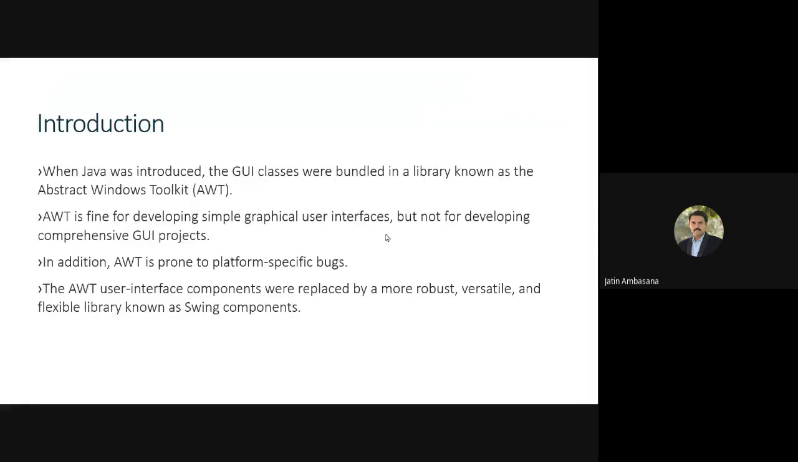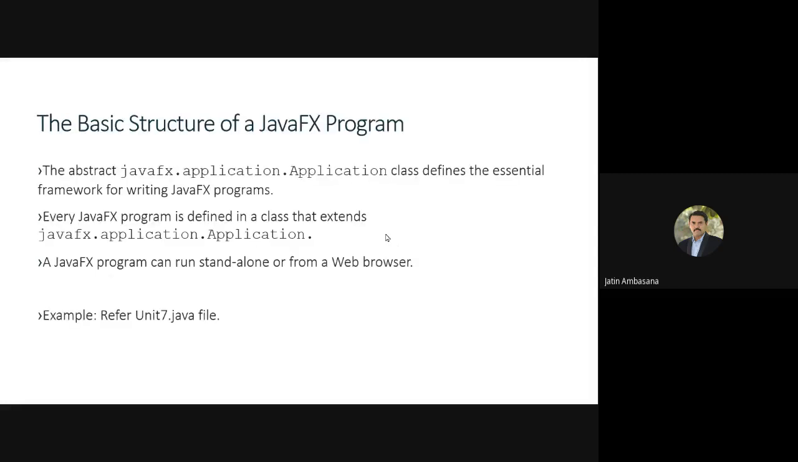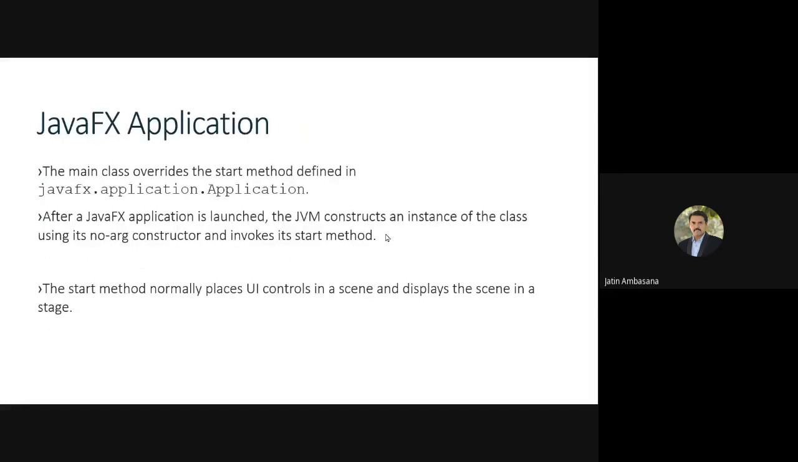Okay, so we have already seen some part of this Unit 7, right? We saw that first came AWT, then came Swing Components, and now there is JavaFX. And we saw what kind of framework this is, what support it provides. We saw the basic structure of JavaFX. We also saw what the Application class is, the main class that we need to override, and we need to override its start method.